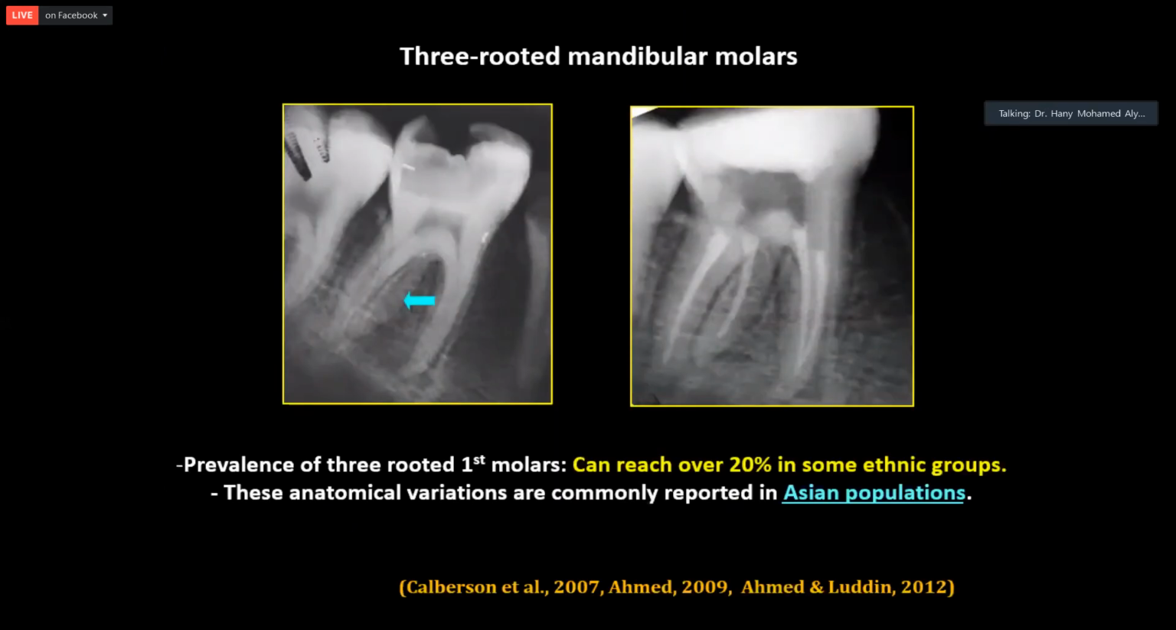And then also the second variation, which is 3-rooted mandibular molars, which is called the distolingual root, and this is a common variant, about 20% in some ethnic groups.